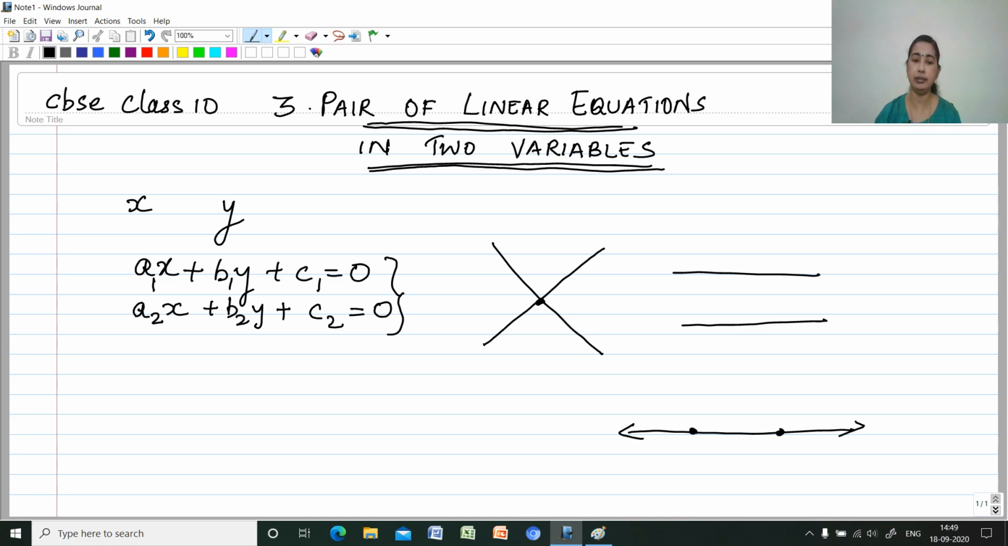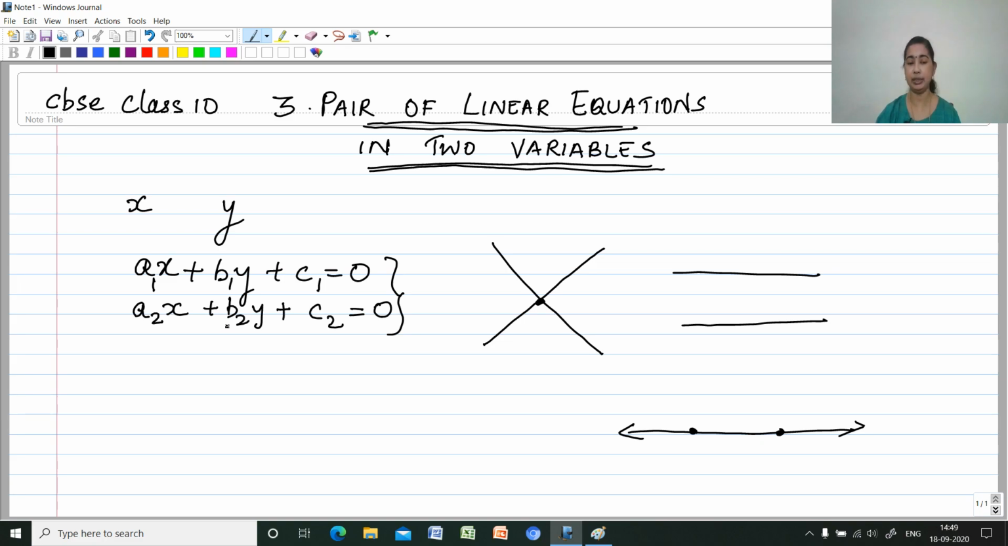So these are the three different ways of two lines. If there are two lines, it can be any of these three ways. Either those two intersect at a point, or those two lines can be parallel, or they will be coincident lines. These are the three possibilities. Now, how can we check whether they are intersecting lines, parallel lines or coincident lines? That is what we are going to study over here.